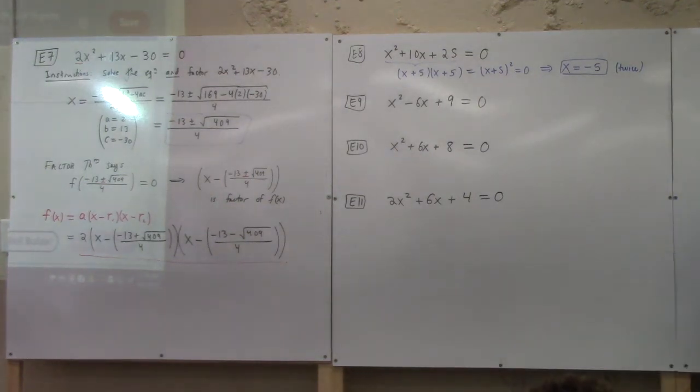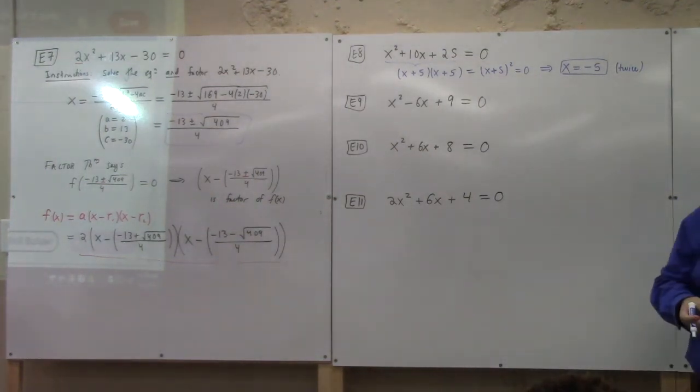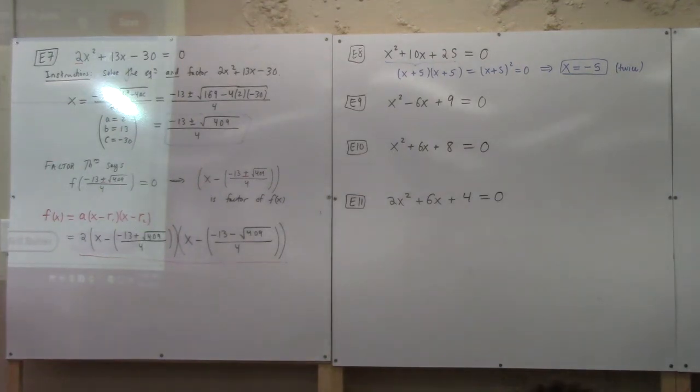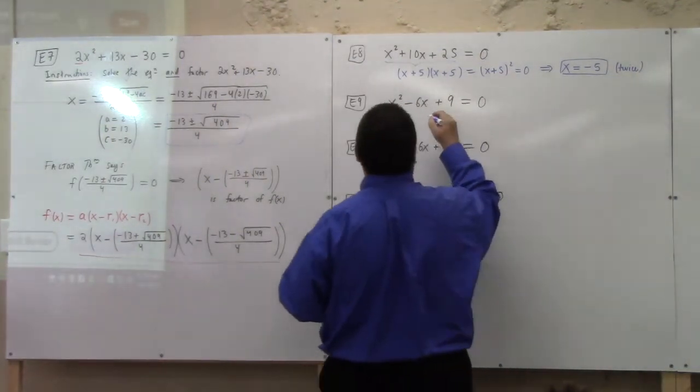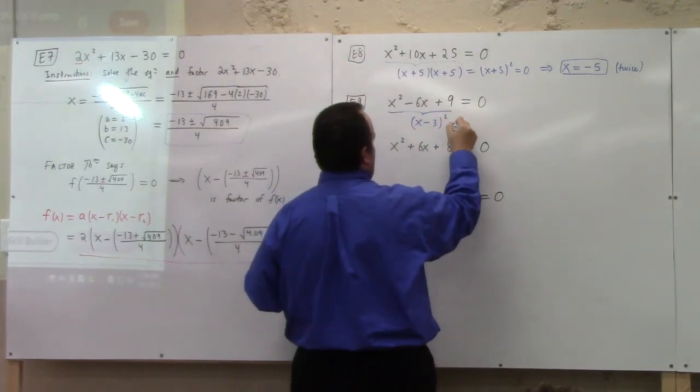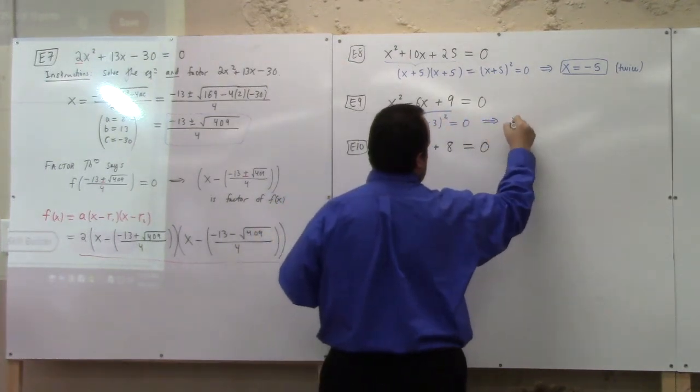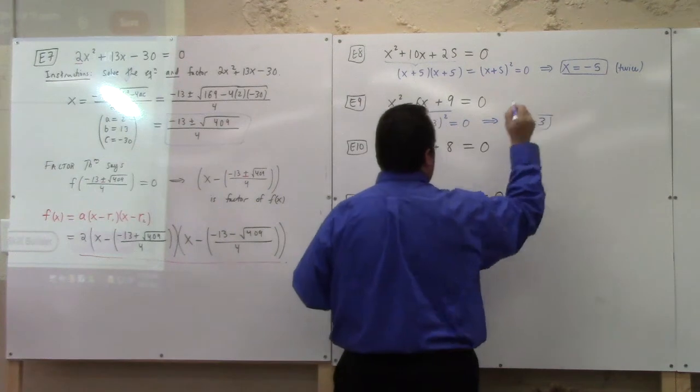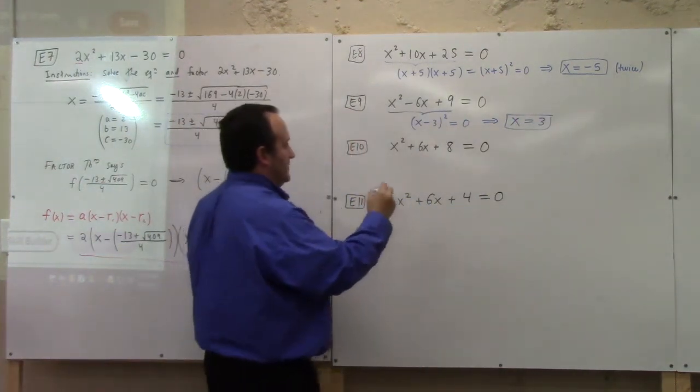I mean, there's really just one solution, though, truthfully, right? How about the next one? It's the same. Yeah, this is (x - 3) squared. So the solution is x equals 3. How about the next one?